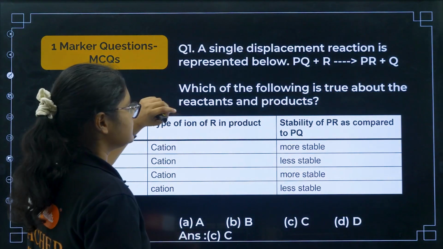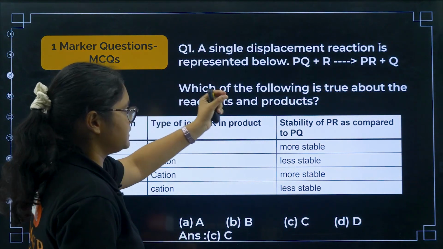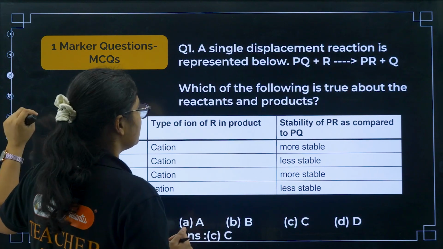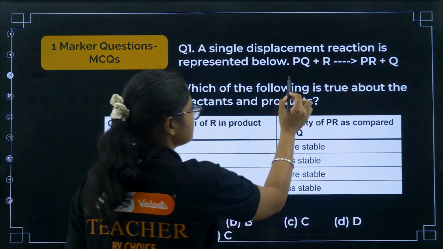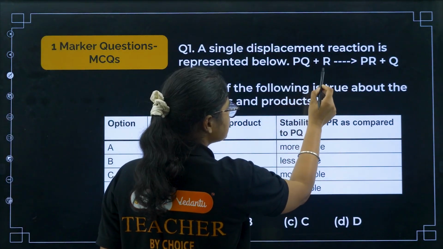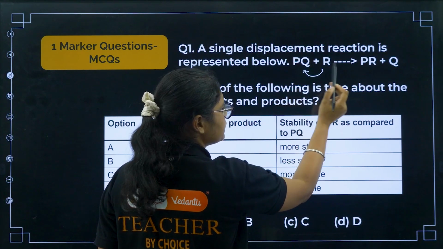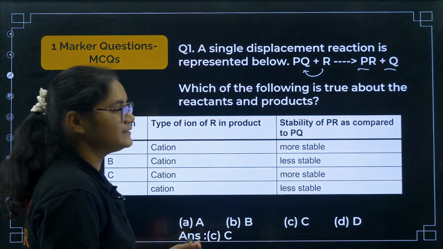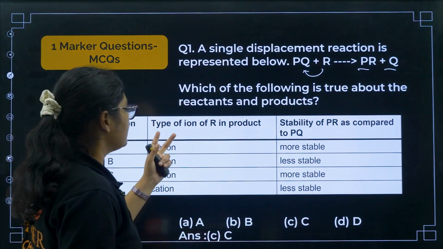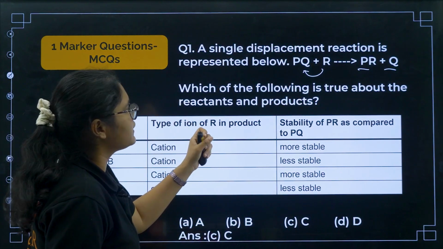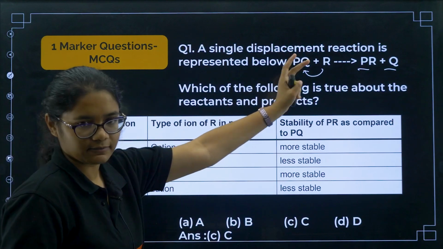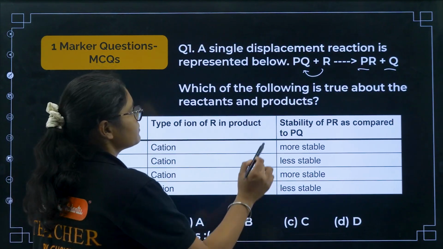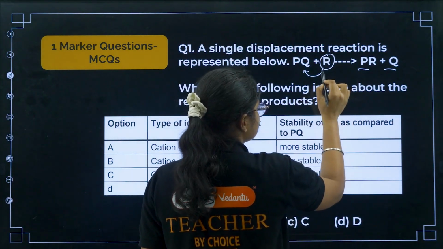A single displacement reaction is represented below: P plus QR gives you PR plus Q. So R is replacing Q, and you'll get PR plus Q. Now which of the following is true about the reactants and products? The type of ion of R in the product: what type of ion is it? Yes, R is replacing this Q.